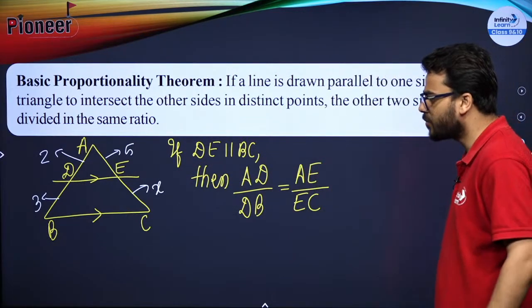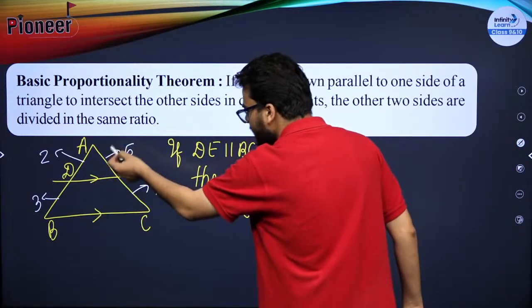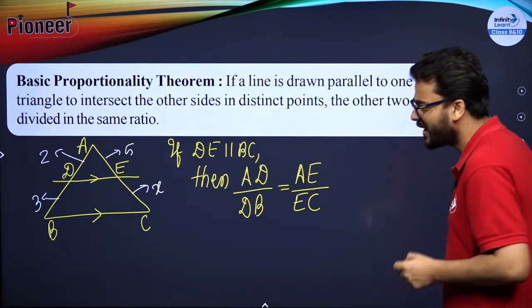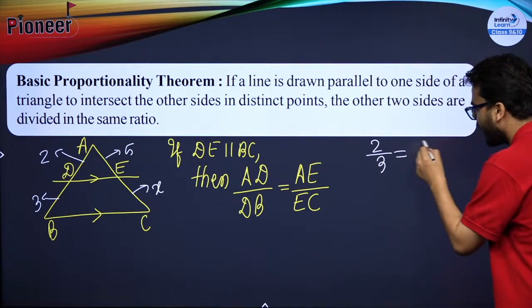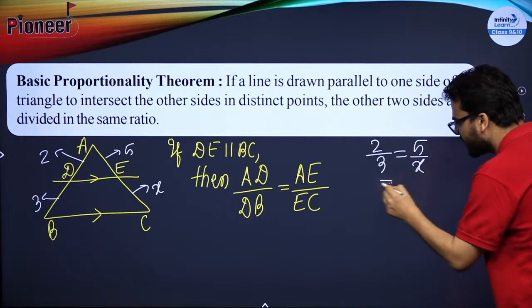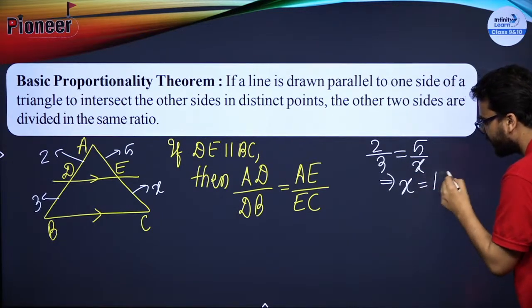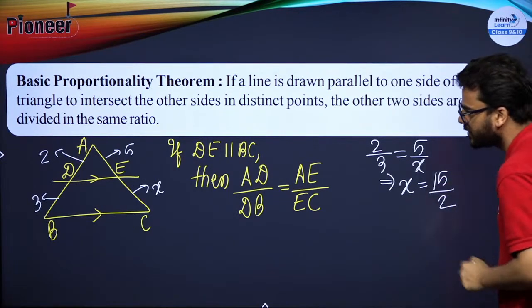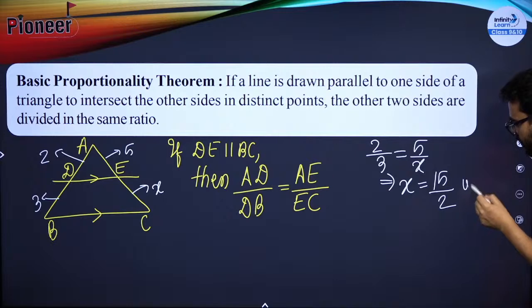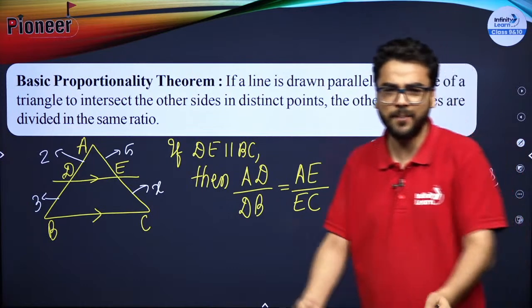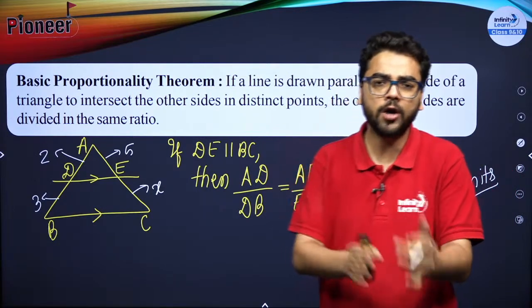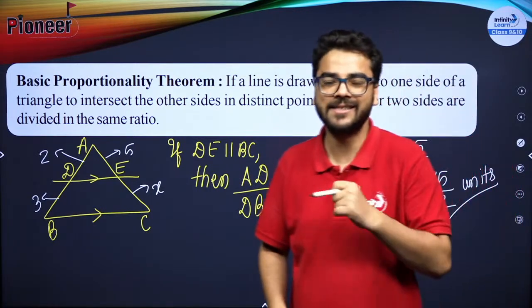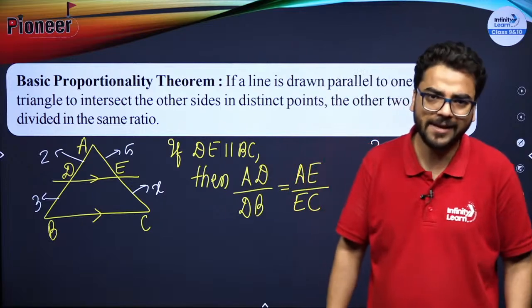So according to the basic proportionality theorem, AD by DB is equal to AE by EC, or we can say 2 by 3 is equal to 5 by x. So it is a simple equation, guys. From here x will be equal to 5 threes are 15 by 2 units. No centimeter or meter is there, so 15 by 2 units is the answer. I hope the question is clear, a very basic question on the basis of the basic proportionality theorem, or Thale's theorem, or in short BPT as well.